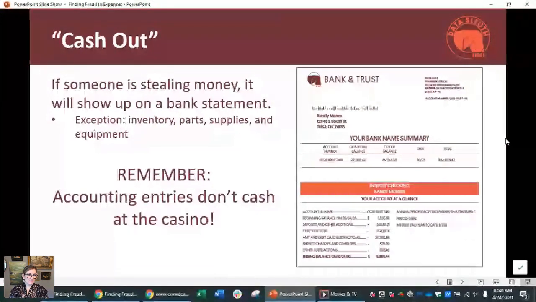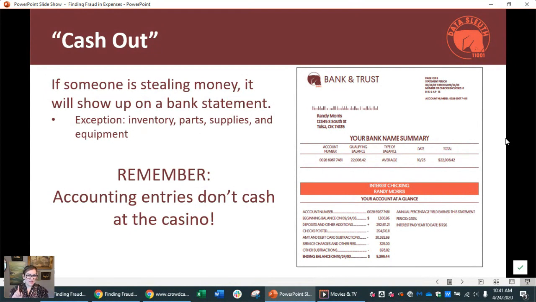So if someone is stealing money, unless they're doing cash skimming, but we're not talking about deposits today, we're talking about when cash leaves an organization, it will show up on a bank statement. Now, they could steal inventory. They could steal parts. They could steal supplies. They could steal equipment. Those are asset related. We're not talking about that. We're talking about cash transactions. They're going to pull cash out of the bank, not take an asset and then sell it. That's not the focus today. So all of the things we're talking about today will show up on a bank statement.